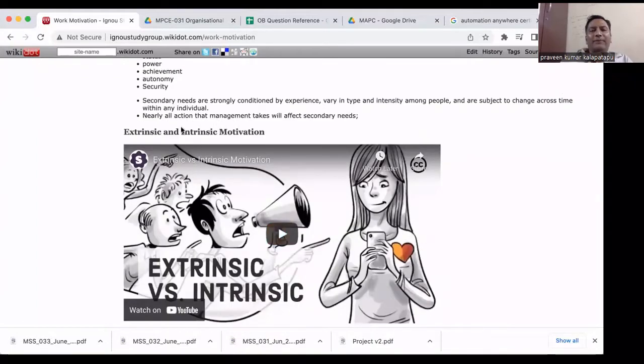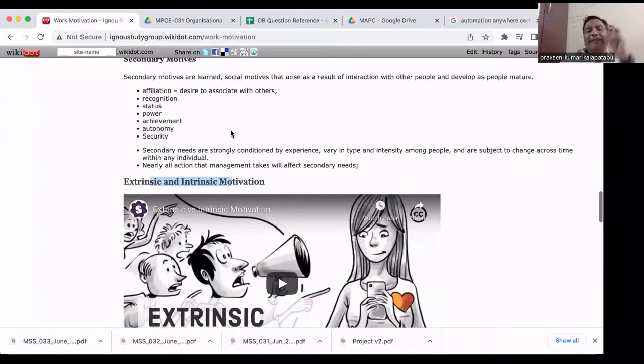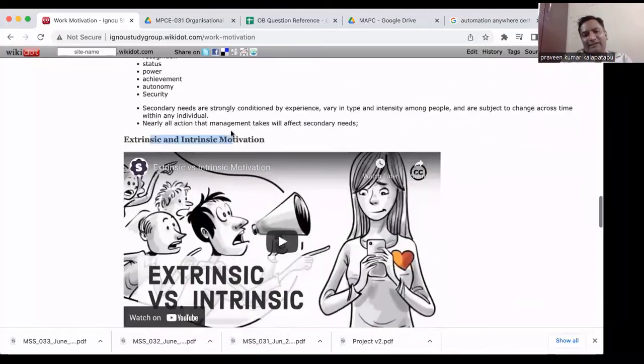Okay, so now the second classification, extrinsic and intrinsic motivation. Again, by the name of it, you can actually guess what is extrinsic and what is intrinsic, right?